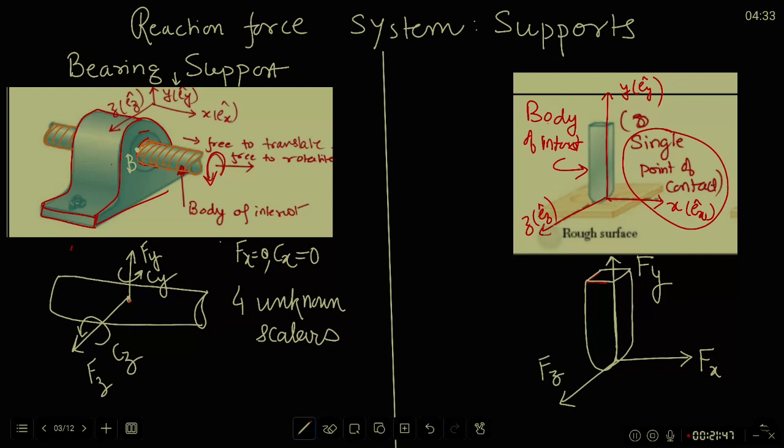I repeat, if the blue body and the rough surface have a single point of interaction, there cannot exist an interactive couple. For a couple to exist, there must be at least two points of interaction. But here it is given there is a single point of contact. So a couple cannot exist, and when a couple doesn't exist, torque cannot exist. And thus, in this case, I know for sure that Cx, Cy and Cz are 0.